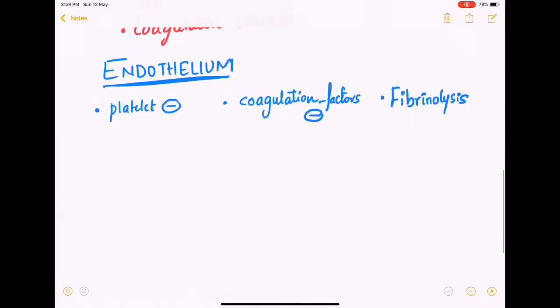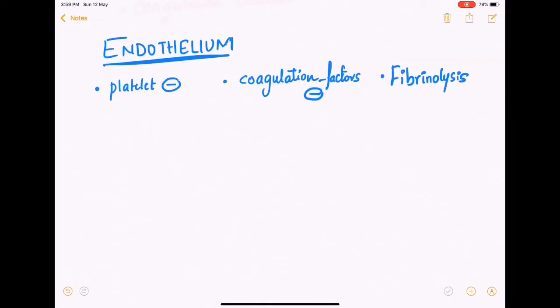First of all, it inhibits platelet aggregation. One way it's going to do it is by mechanical barrier. It's going to prevent the platelets from coming in contact with the subendothelial extracellular matrix and thus prevents platelet adhesion and activation. And the other way it's going to do this is by producing a few substances such as prostaglandin I2, nitric oxide and ADP. By producing these and a few other substances, it is going to prevent platelet activation.